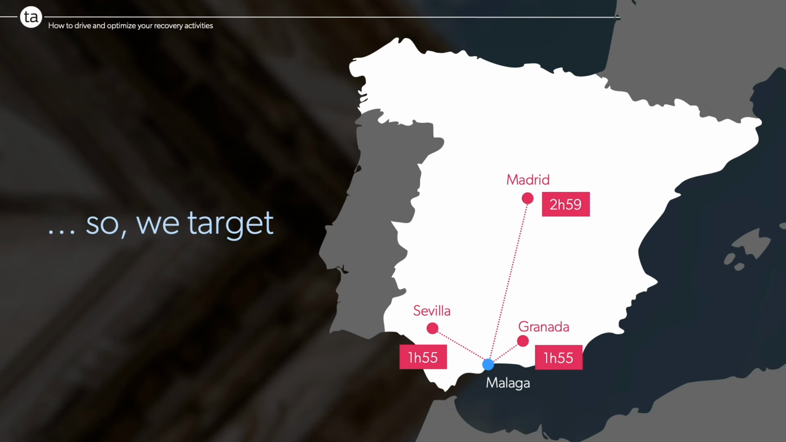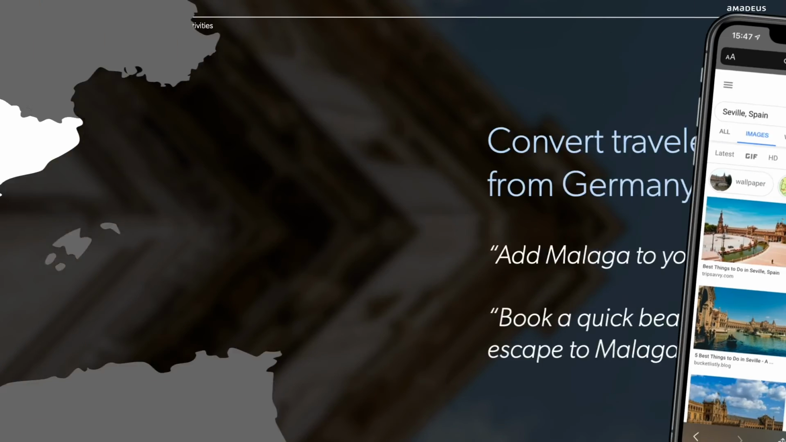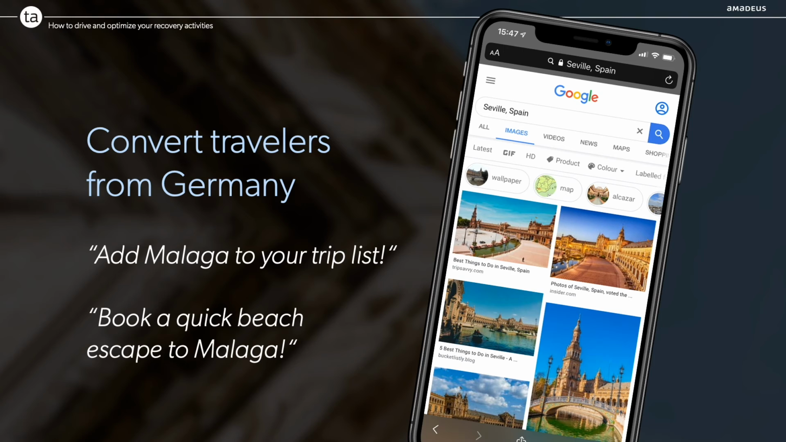We also know that Germans spend on average 7 days when traveling to Spain, so this gives them plenty of time to visit multiple destinations during one journey. Following these insights, our second targeting segment will focus on those German travelers who are going to visit the cities that are well connected to Malaga. And here in our messaging, we would suggest that they could add Malaga to their trip agenda, or maybe suggest that they could spend a few days by the seaside.